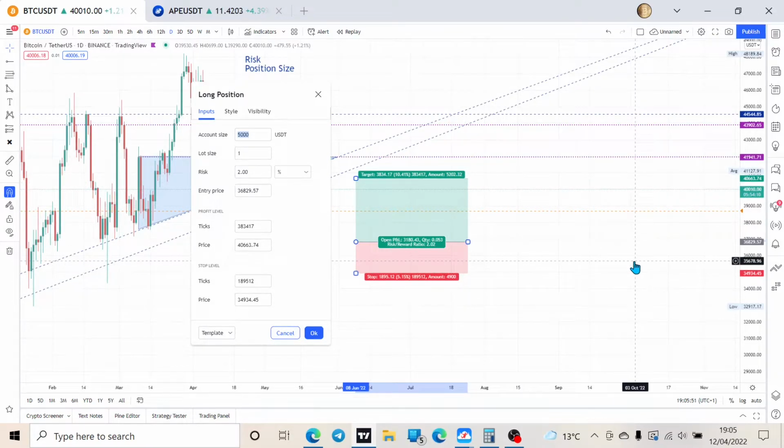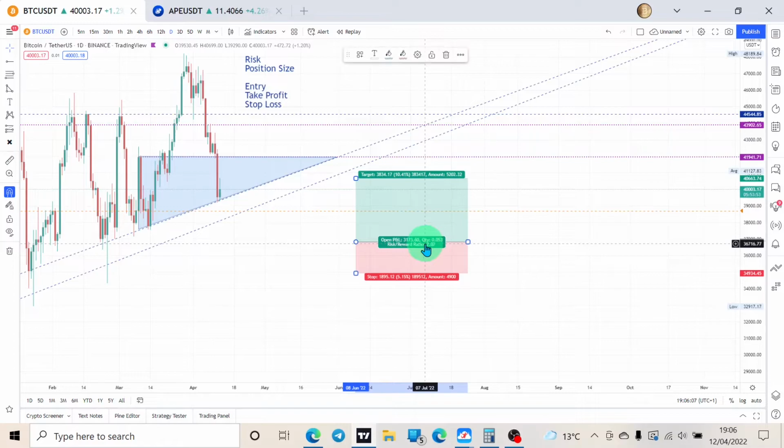Now, this is the bit where it gets interesting, because for us to open this trade, we need to be thinking about what our position size is, and that's what this tool does for you. So you can see there that it's saying quantity is 0.053.